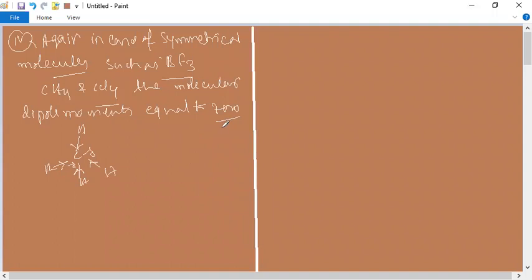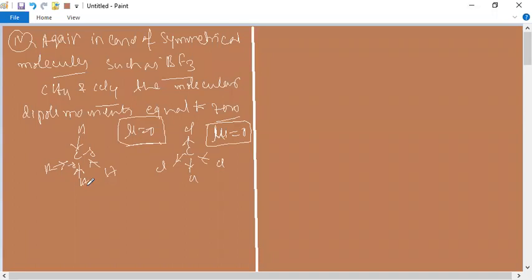Similarly, CCl4 also. In CCl4, chlorine is more electronegative than carbon, so the bond moments are in this direction. Now all these four moments will be cancelled by each other. Then the dipole moment of this molecule is also 0. In this case the dipole moment is 0.